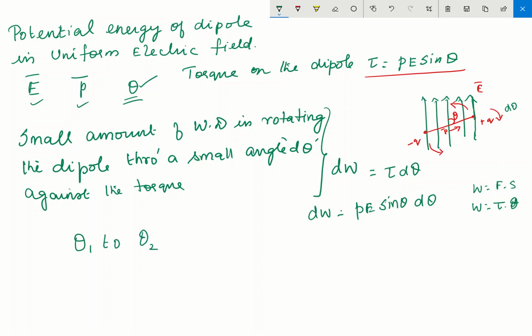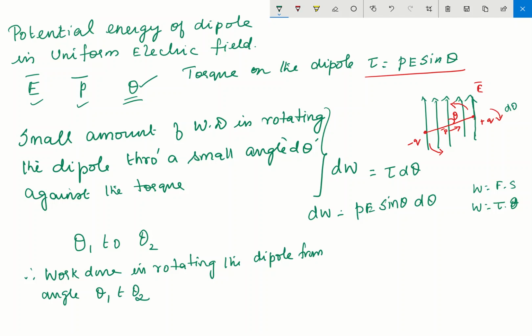Theta 1 to theta 2. For that, how much amount of work has to be done? That we are going to see. Therefore, work done in rotating the dipole from angle theta 1 to theta 2.